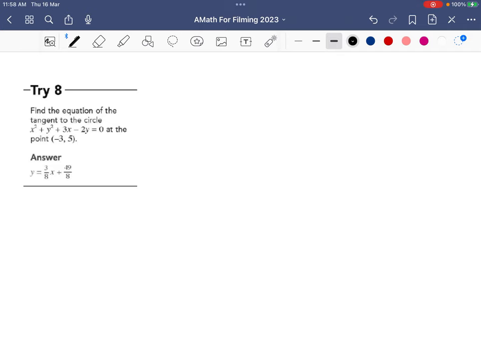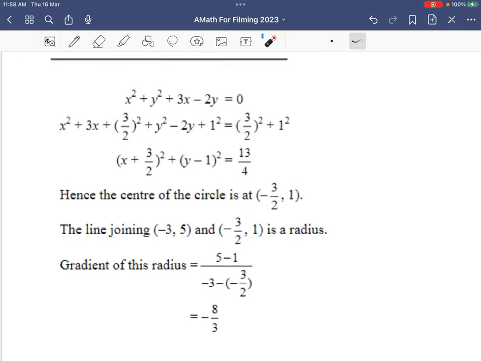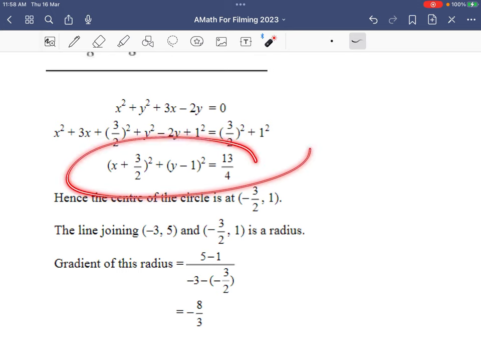If you can, do try question 8. This will be the last part of this video, part 2. I'll give you the answers in 3, 2, 1. Basically, similarly, you find the equation of the circle itself. You find that the center is -3 over 2 and 1. So you can find the gradient of the radius, which is -8 over 3.